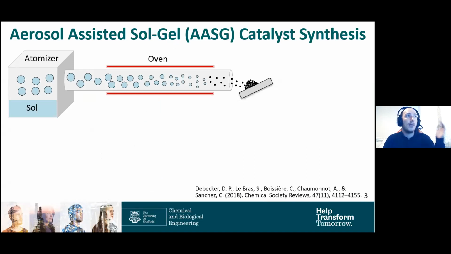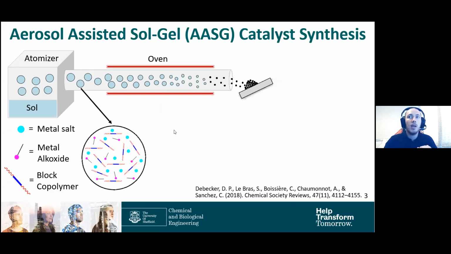Now, we wanted to use this as a technique to replicate the conditions used in a flow tube in the aerosol-assisted solgel catalyst synthesis, which is used to produce high purity nanostructured catalysts without the need for separation. So in AASG, we have a sol which is atomized into droplets containing the precursor solution, which is comprised of the metal salt, the metal alkoxide, and the block copolymer or a different templating agent.